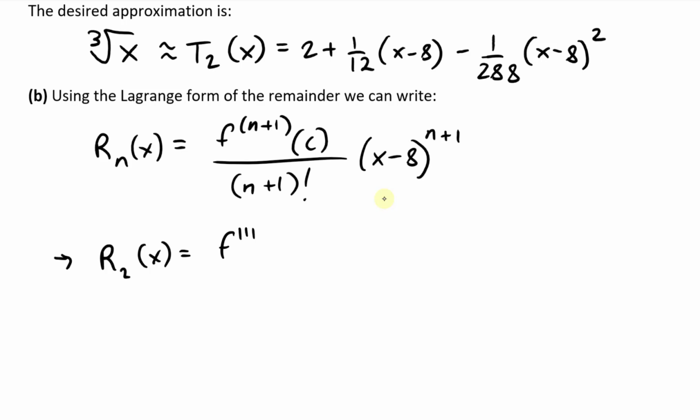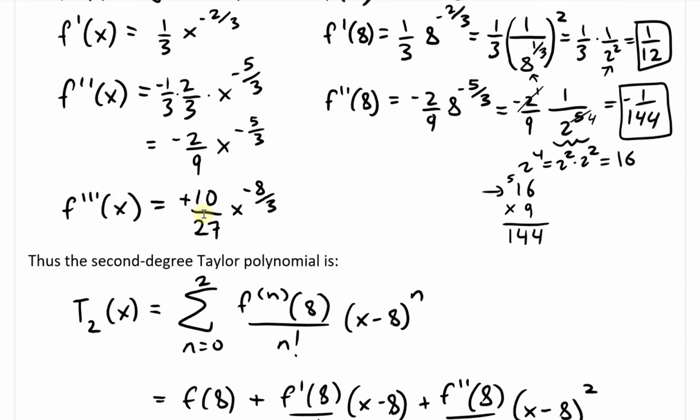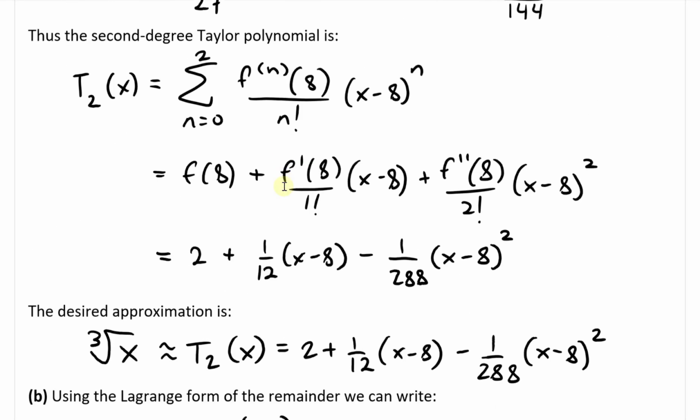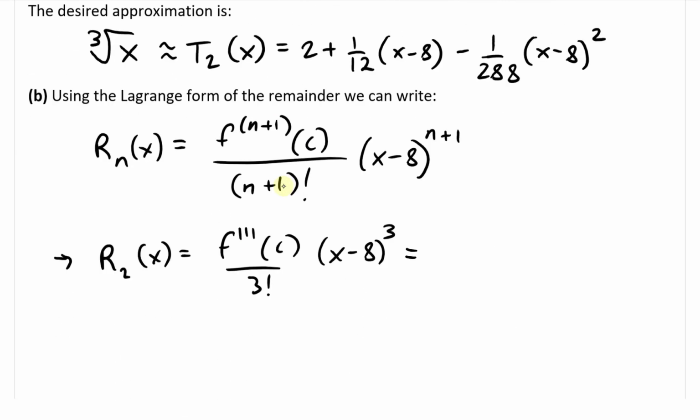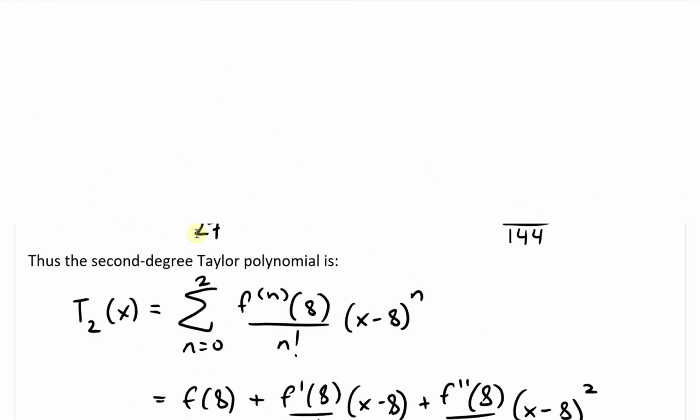So f triple prime of c over 3 factorial, and now we're going to have x minus 8 to the power of 3. And remember f triple prime of c, we know this derivative is 10 over 27 times x to the power of negative 8 over 3. So in other words, this is going to be equal to 10 over 27. Then this 3 is 3 times 2, so that we can cancel this with the 10, put it as 5. The 2 cancels, and then this is going to be c to the power of negative 8 over 3, because we'll plug in c inside here.